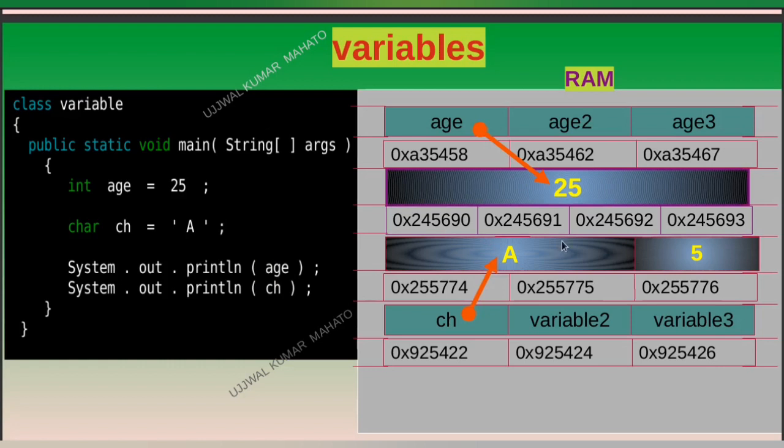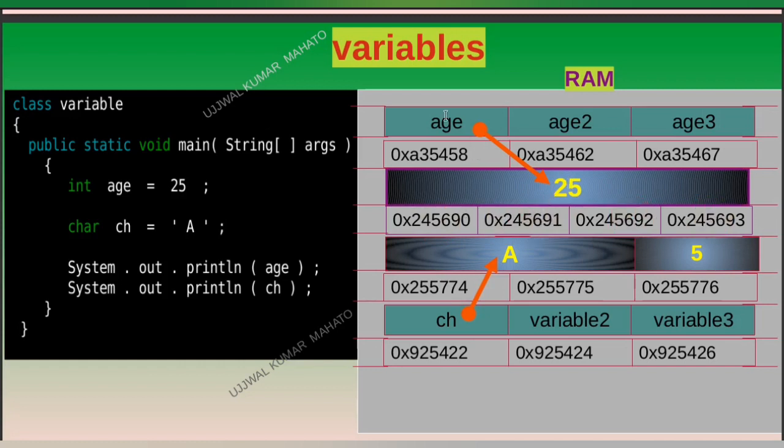It may be that the values 25 and A are not stored in contiguous memory places. They can be stored anywhere in the RAM, wherever the operating system finds a blank location, and our program stores our values there. It is not in contiguous memory, meaning one by one. It may be anywhere, at the last, at the first, at the middle, but all the values have some addresses. These are the byte addresses of the variable.